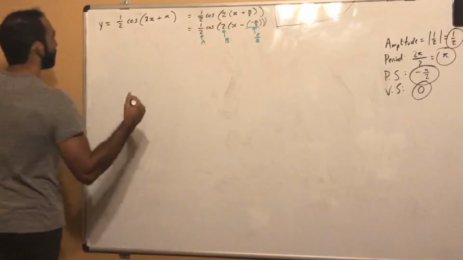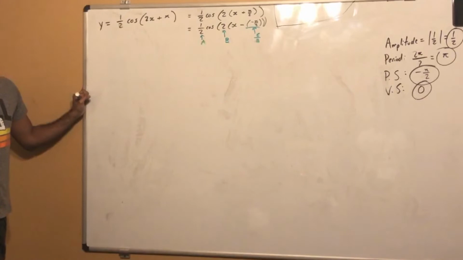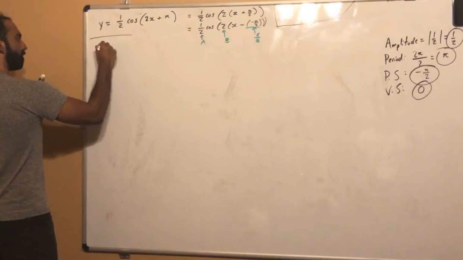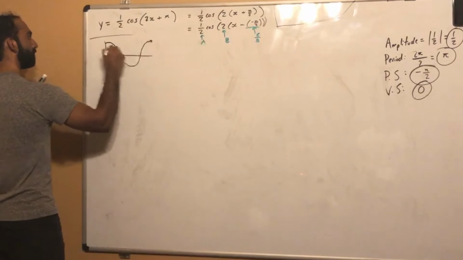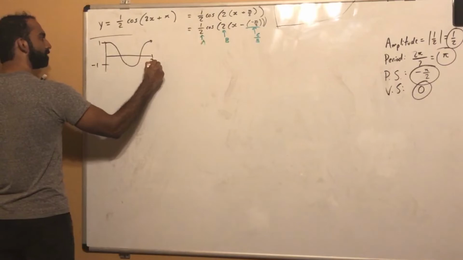When you graph these, when they're more complicated, start off in baby steps. So start off with your parent function for cosine. Got a nice little wave like that. Positive 1, negative 1. Ends off here at 2 pi. Nice pi in the middle.